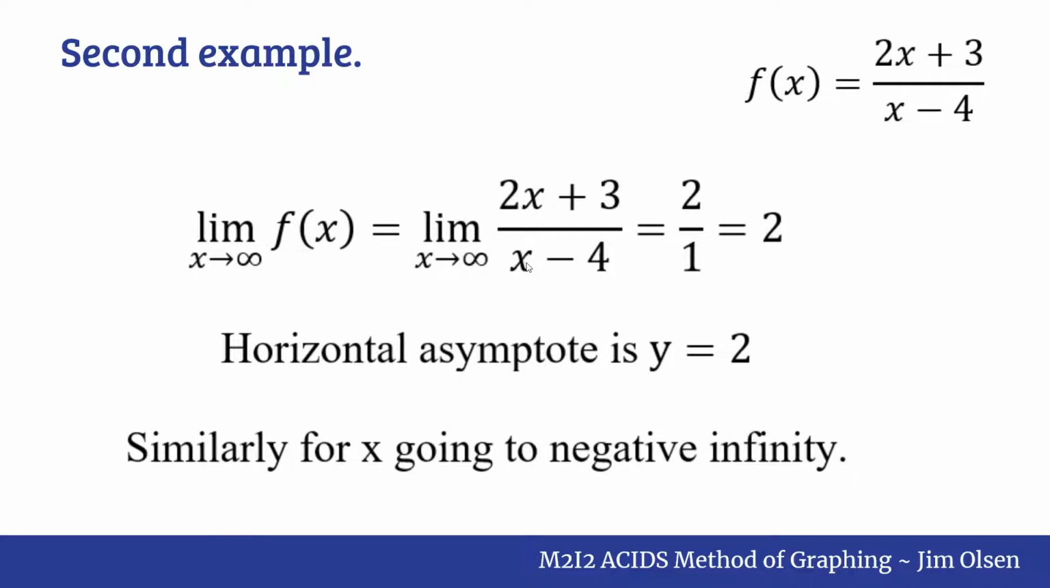For example, if you put in 1,000, this is 2,000 and change, and this is near 1,000. 2,000 over 1,000 is basically 2 over 1, which is 2. This limit is 2. And this is a y value, so the horizontal asymptote is 2. In a similar manner, if x goes to negative infinity, I also get 2. Let's put this on our graph.